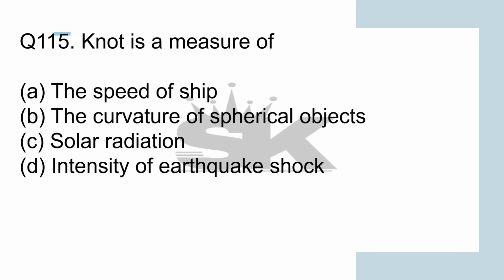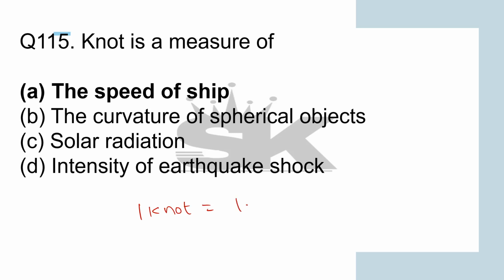Knot is a measure of the speed of a ship. A knot is 1 nautical mile per hour. 1 knot equals 1.15 miles per hour.